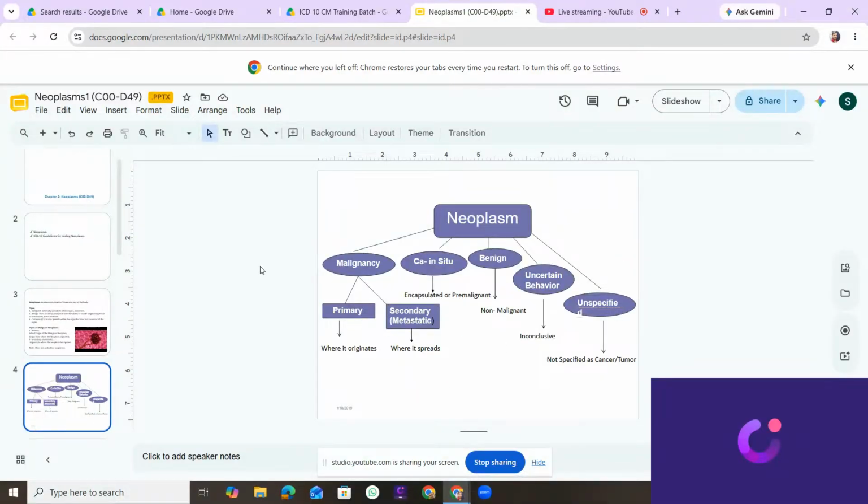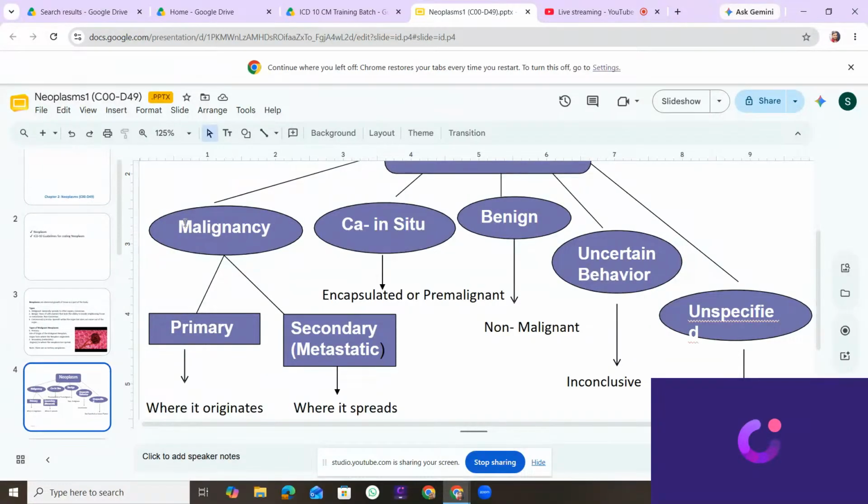You will understand the neoplasm table and how this table works. It will help you. I will zoom in a little so you can see that.